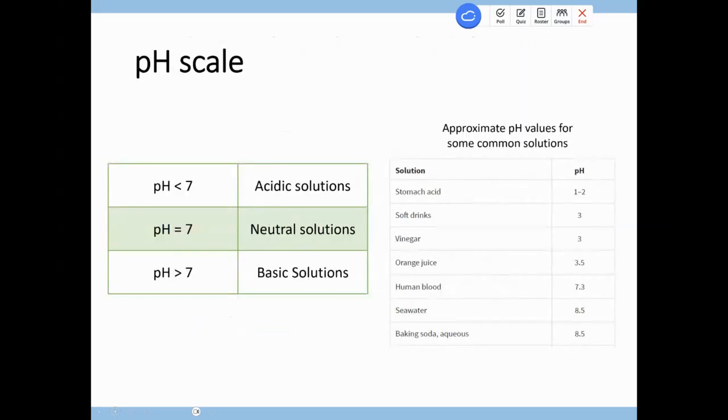So this next slide summarizes that trend. pH of 7 is a neutral solution. Less than 7, we call that acidic. Greater than 7 for the pH, we call that basic.